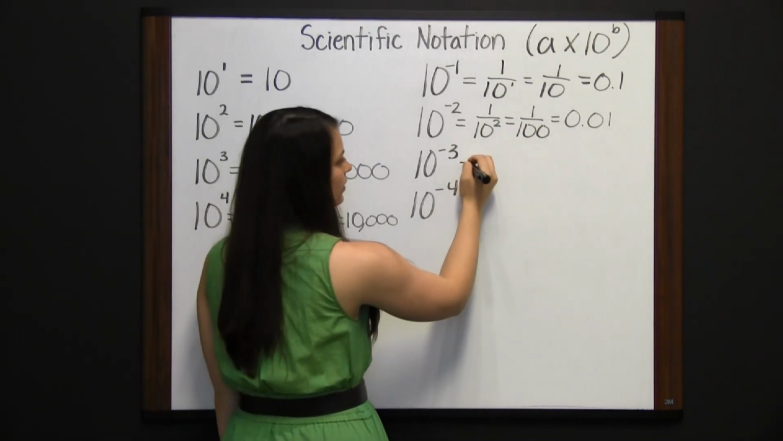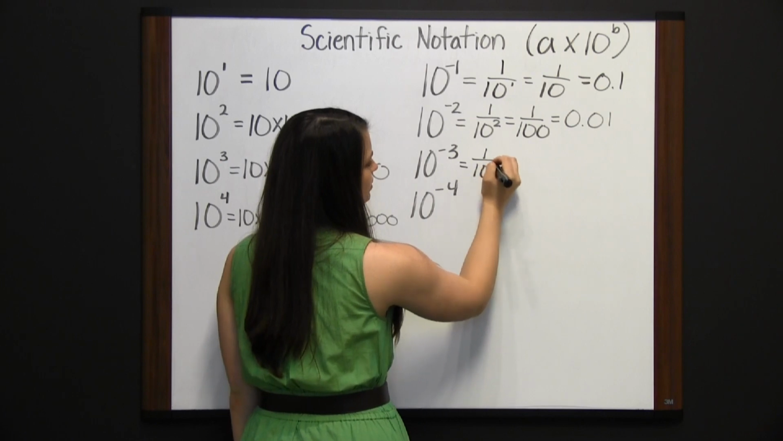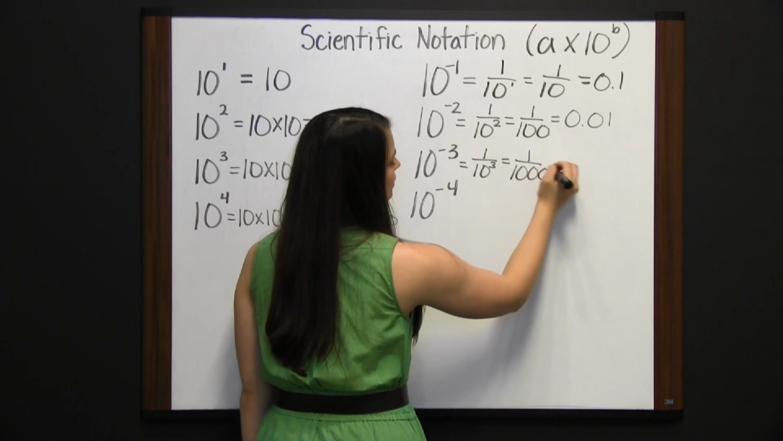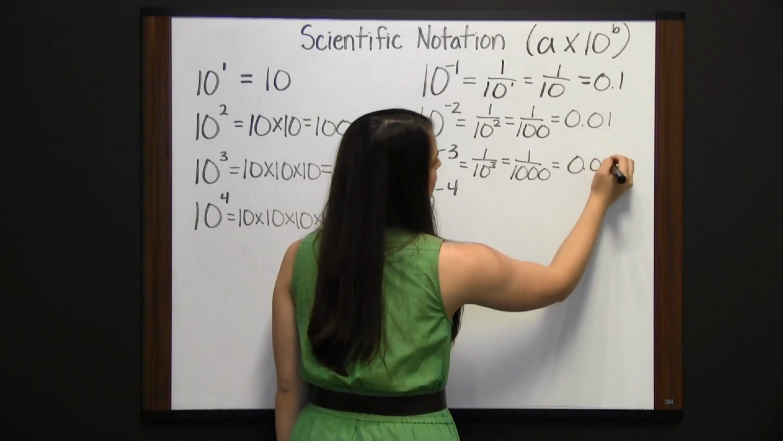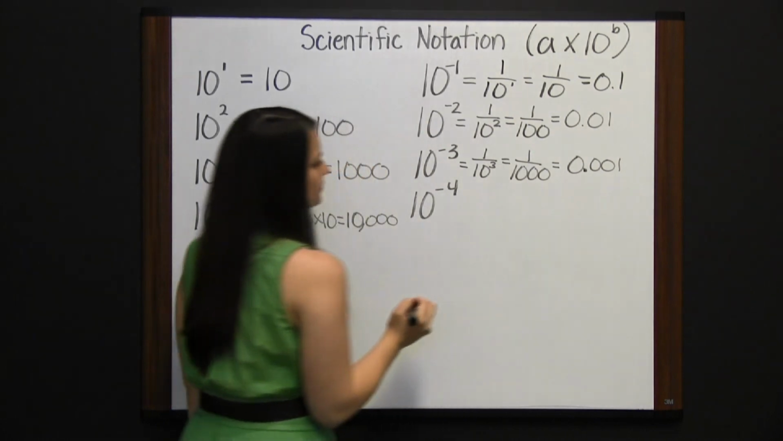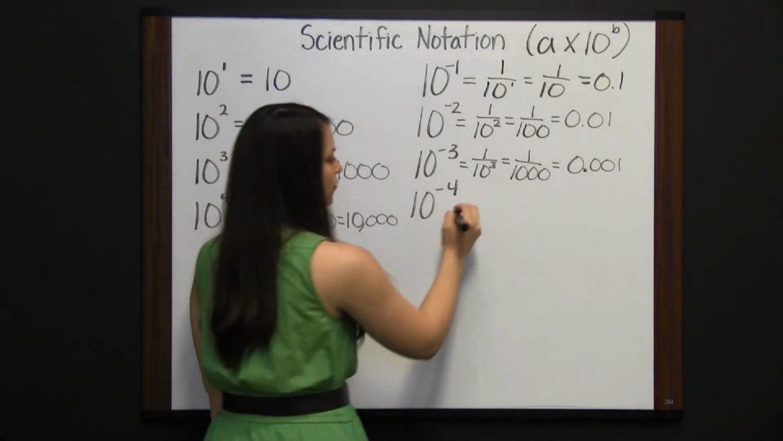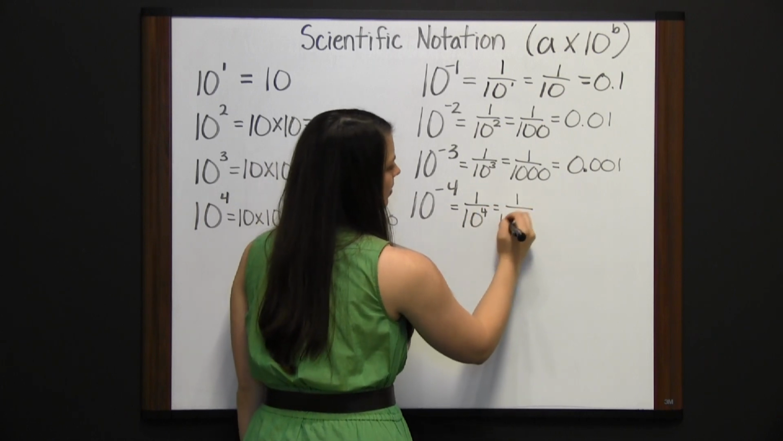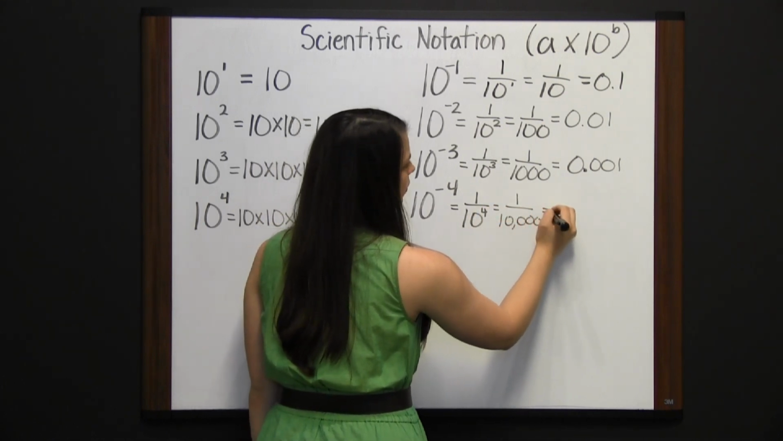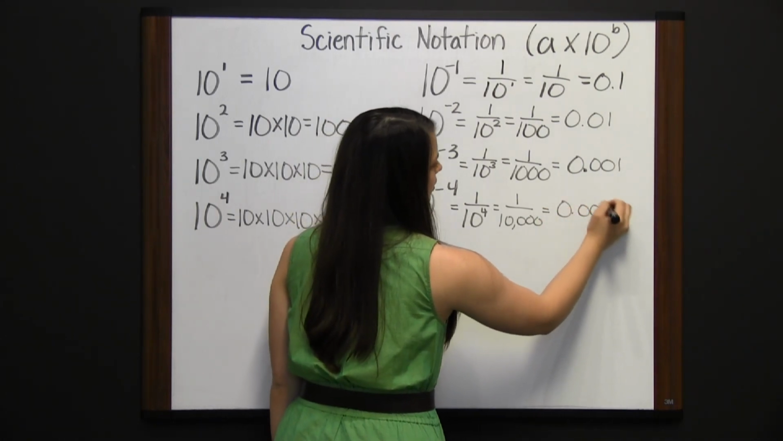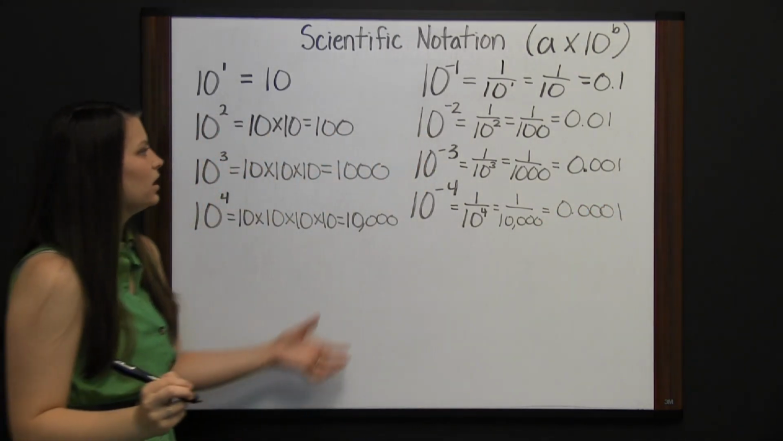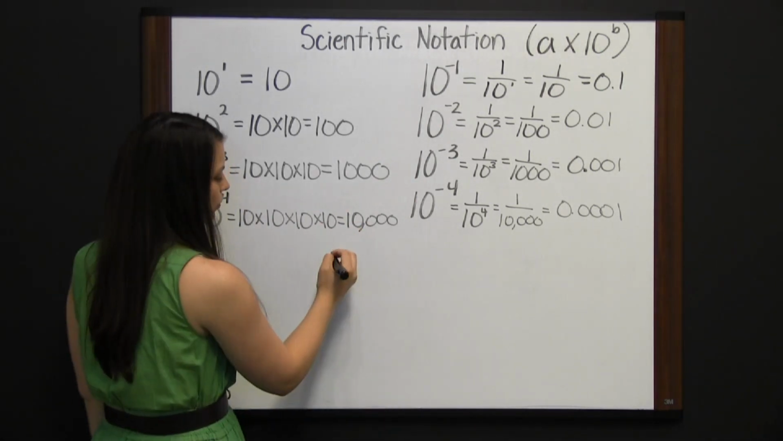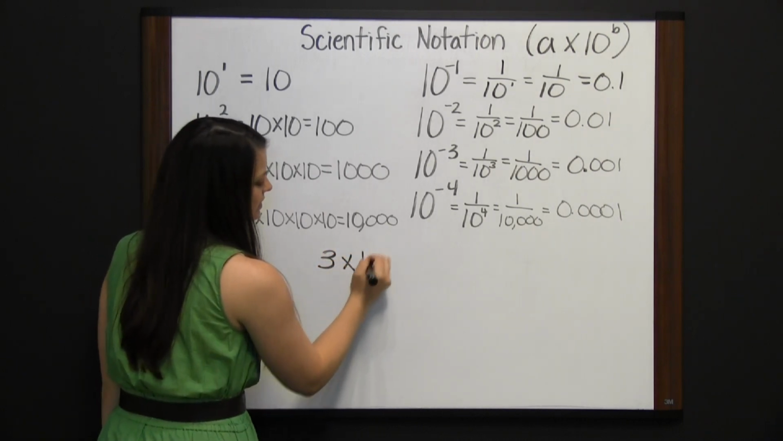10 to the negative 3 is 1 divided by 10 to the third power, which is 1 divided by 1,000, or 1/1000th. And then finally 10 to the negative 4, 1 divided by 10 to the fourth, which is 1 divided by 10,000, or 1/10,000th.